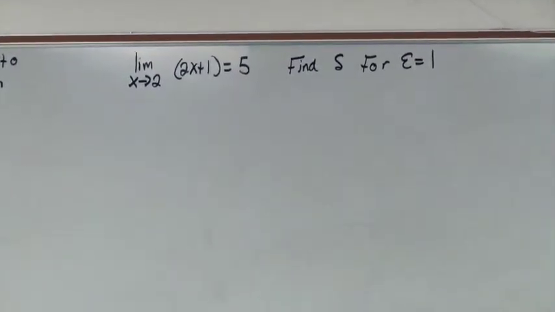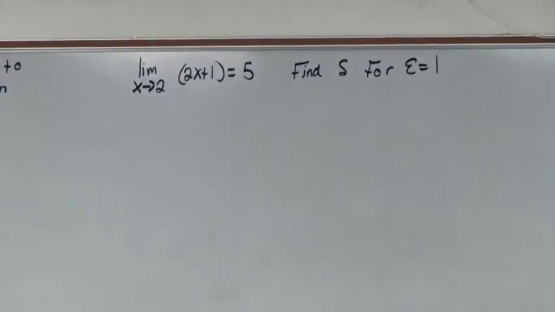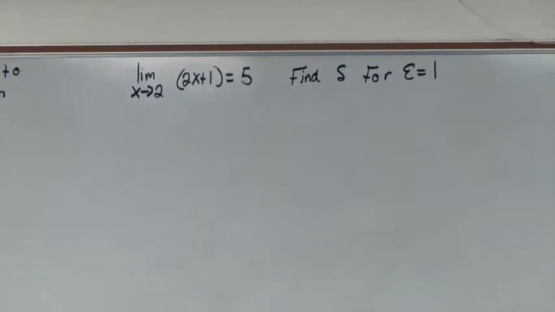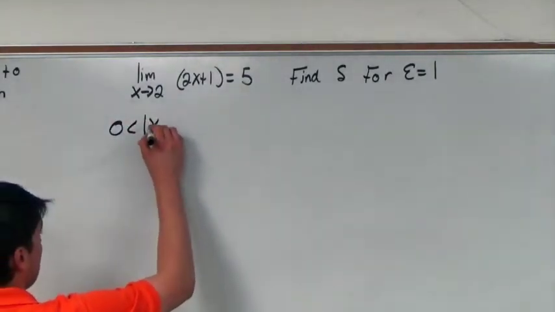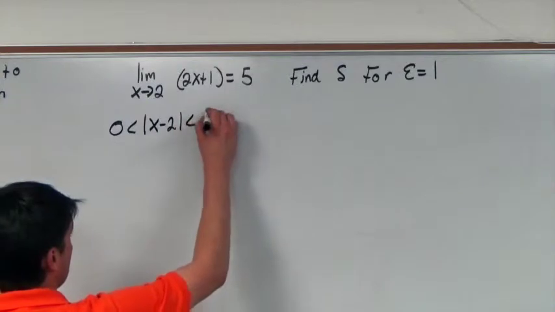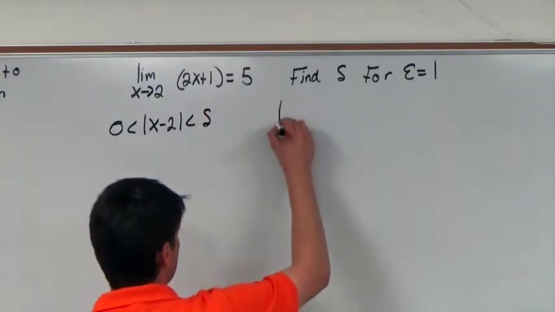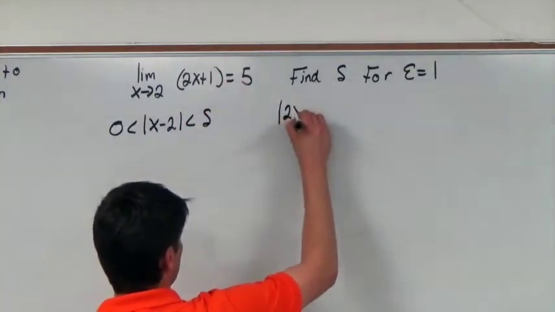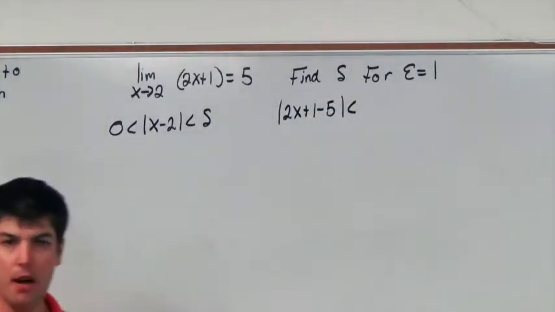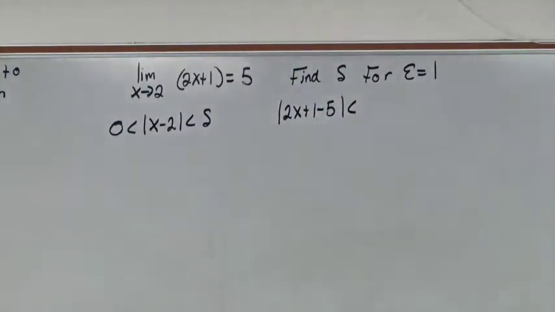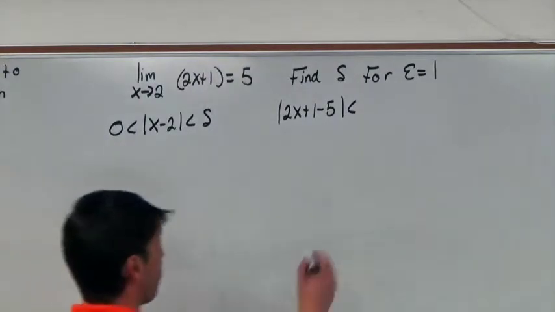To find a delta, what I do is I start by setting up the 2 inequalities that we see in the definition. So the first inequality and the second, less than epsilon. I'm going to put epsilon equals 1 in at the end, so right now I'm just going to stick with the Greek letter.